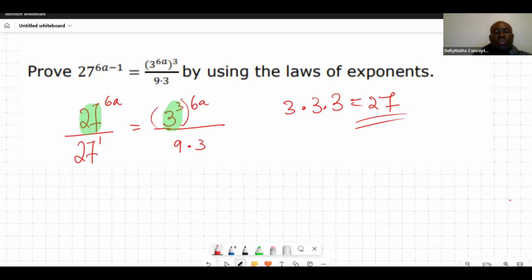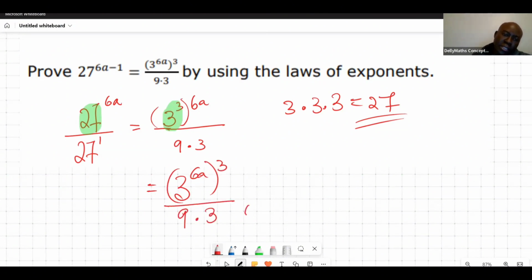Now I'm going to apply the power rule because I'm able to take the power of a power, and I could interchange them to suit myself. For example, I'm going to let this be 3, and I'm going to switch the 6a to come inside, and then I'm going to have the 3 on the outside, and that's my numerator. And I'm still having 9 times 3 underneath. And there it is. I could show that it is the same thing as that.